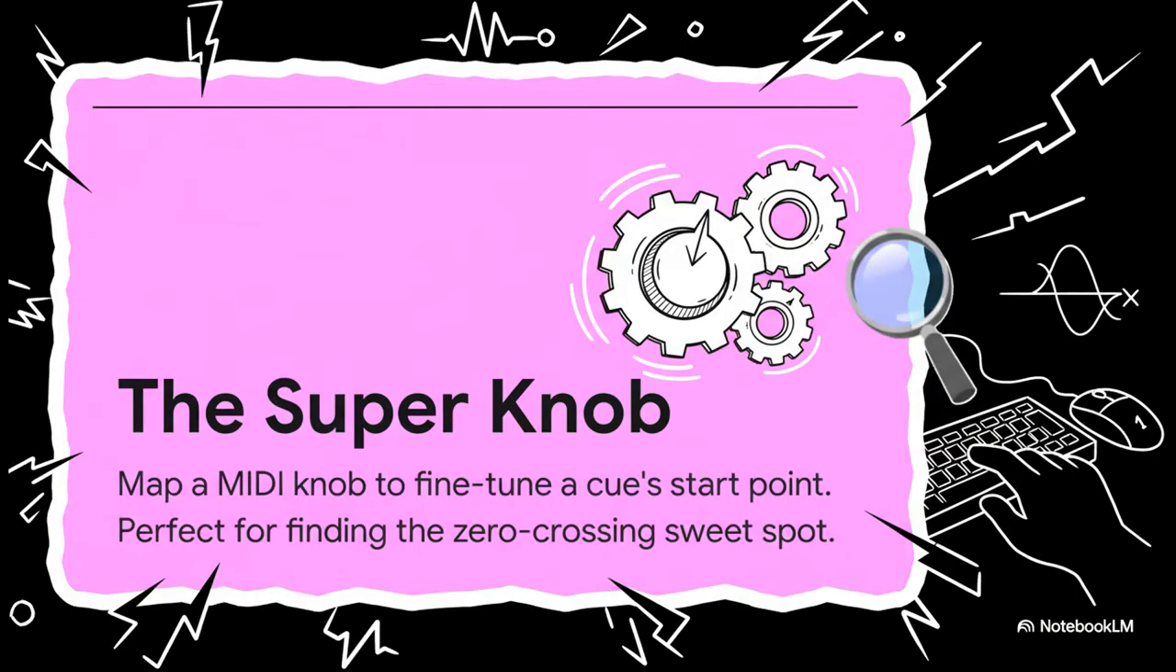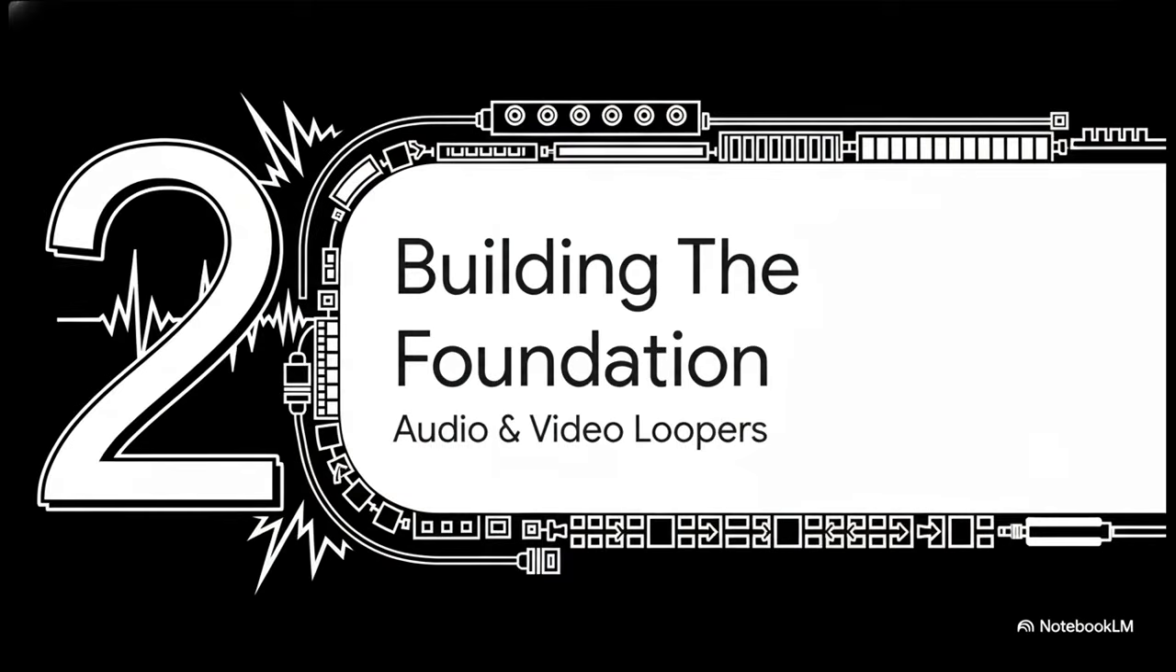Now here's a real pro-level feature for you, the Super Knob. You can actually map a physical knob from your MIDI controller to the extension. Then just hold down a number key and start twisting that knob. You are now sliding the sample's start point with insane precision. This is perfect for finding that sweet spot, the zero crossing, which gives you a super clean, click-free sample every single time.